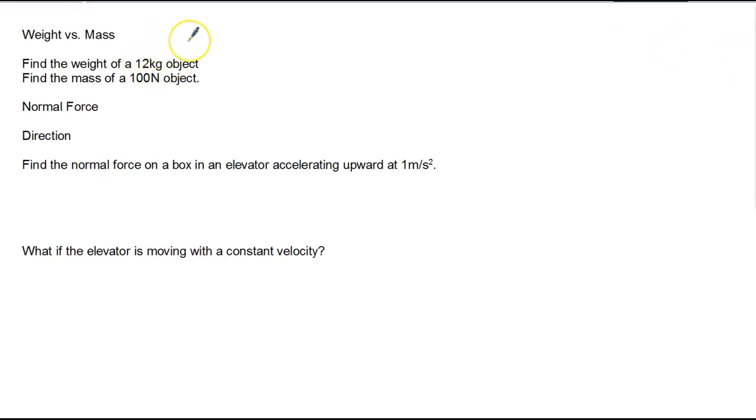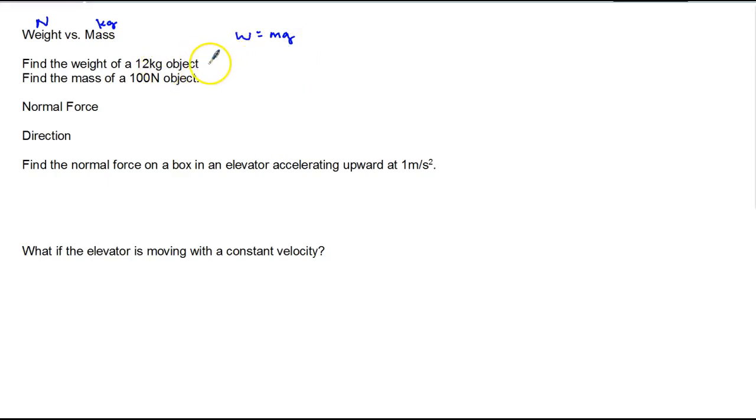Okay, find the weight of a 12 kilogram object. First of all, let's talk about the difference in mass and weight. Weight is a force, and it's measured in newtons. Mass is a characteristic of an object that is how much stuff is in it, and it is measured in kilograms. And weight equals mass times gravitational acceleration.